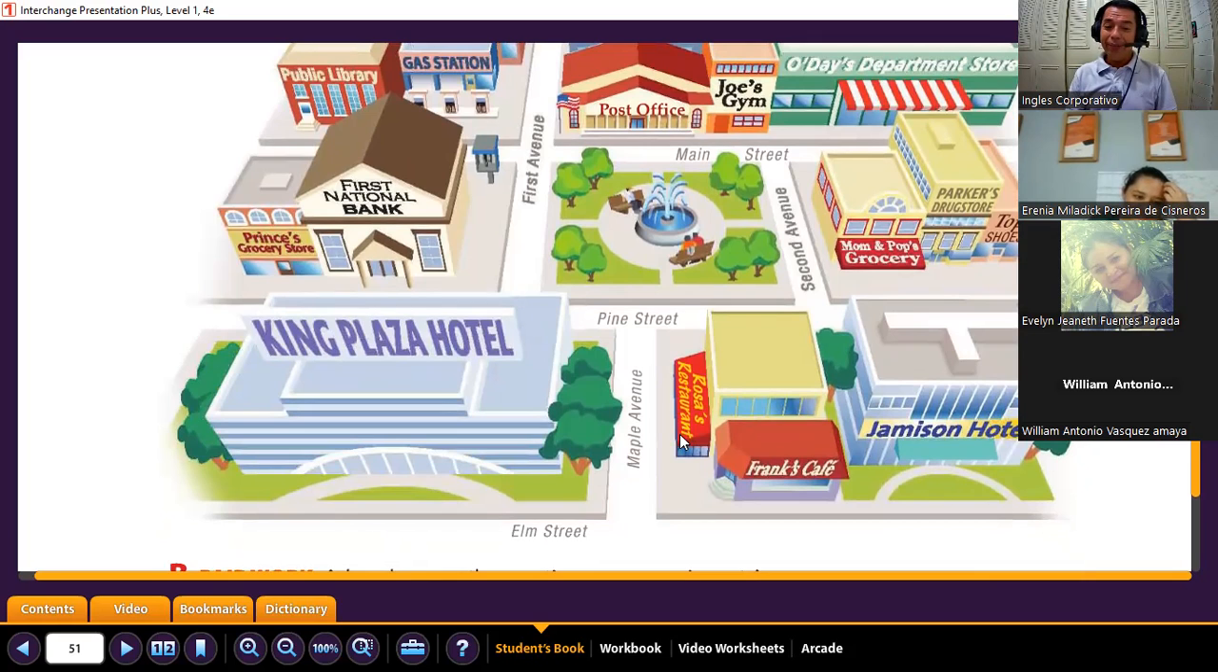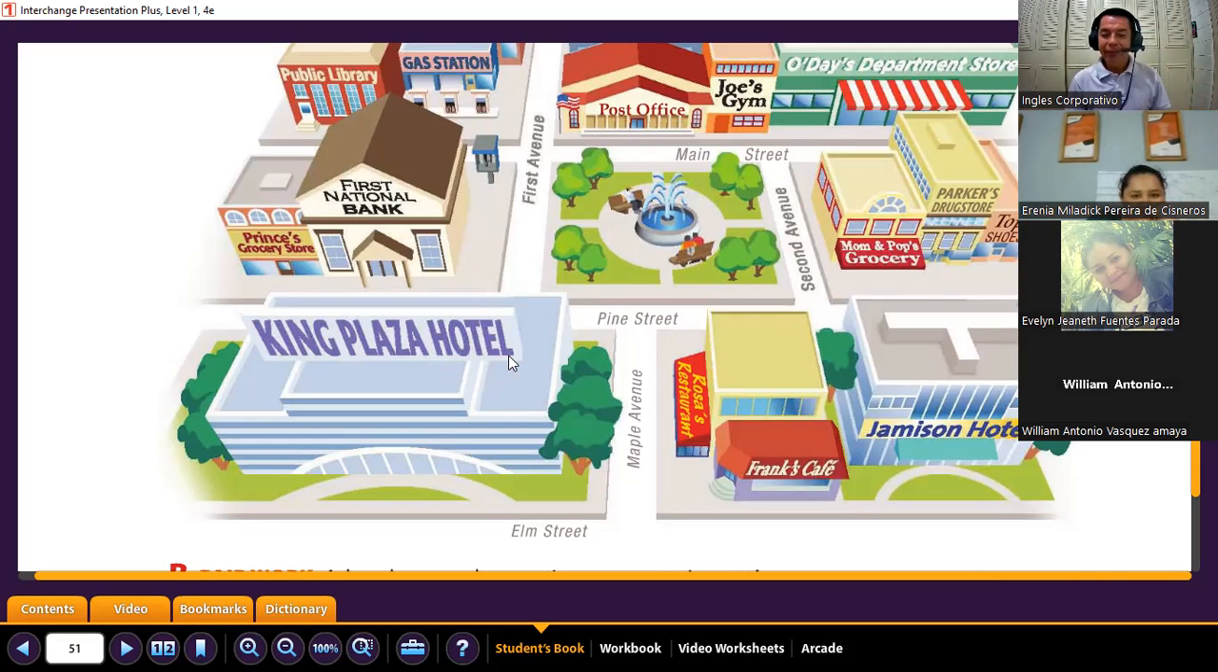Only that? There are lots of possibilities there. On the, across from the... Across from the Plaza Hotel. Excellent. Very good. Nice, right? And you can also say on the corner of Pine Street and Maple Avenue, right? Many possibilities, okay?